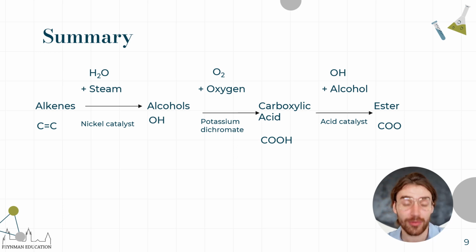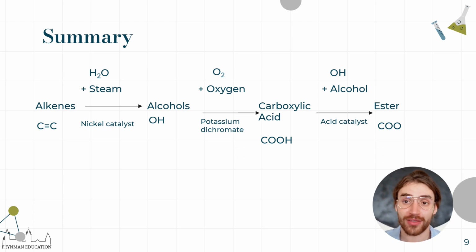Okay, so that double bond is going to break. It's going to be replaced instead of by a hydrogen by the functional group OH, and it has now become an alcohol. Okay, alcohols are then going to be oxidized. And what's going to happen is in the presence of potassium dichromate, we're going to form a carboxylic acid. Then to get from a carboxylic acid to an ester, we're going to be adding an alcohol, in the presence of an acid catalyst to form our ester with the functional group COO.